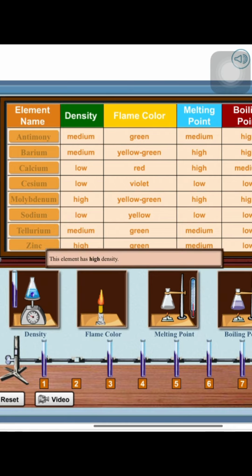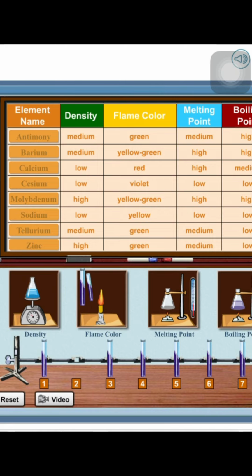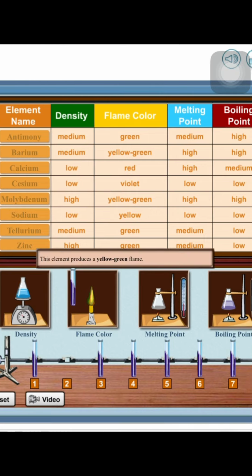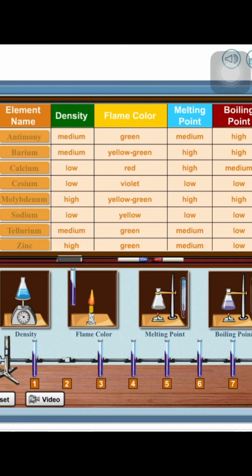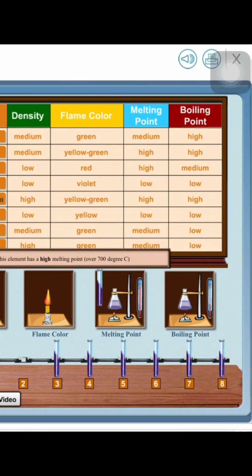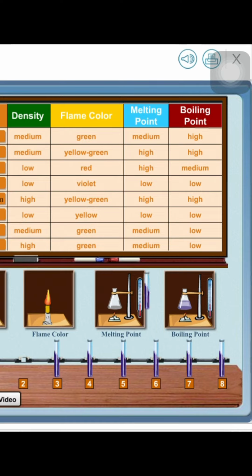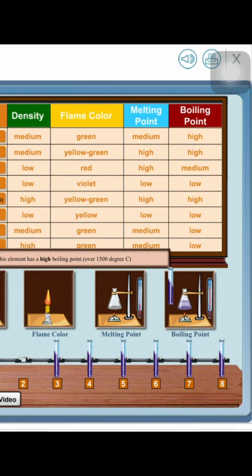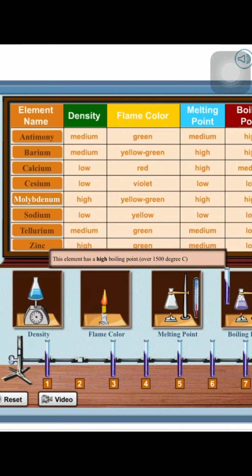A high density. A yellow-green flame was produced. Number 2 mystery element has a high melting point. Last one, boiling point. It also has a high boiling point. Congratulations! You have correctly identified the mystery element. And the element name is molybdenum.